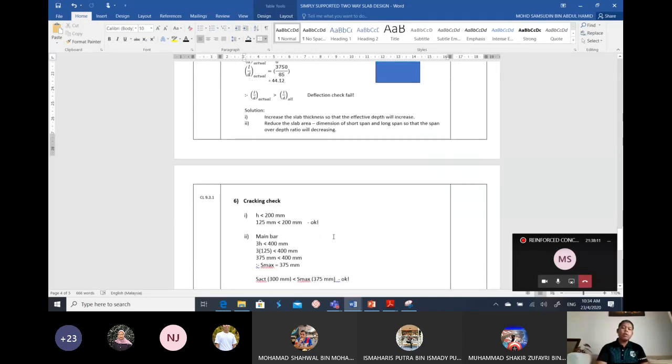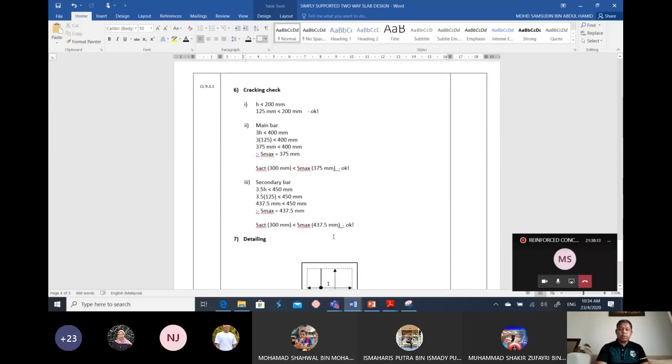Okay, and then is the crack check. As a crack check, we have to check 3 things. The first one is the slab thickness, which should be less than 200, and then the main bar spacing should be less than 400. Our S maximum is 375, and the actual is 300 that we provided in the main reinforcement. For the secondary bar, we also provide 300, and the maximum is 437.5, so it is considered a pass.